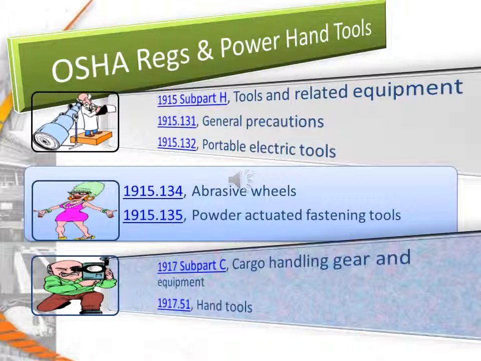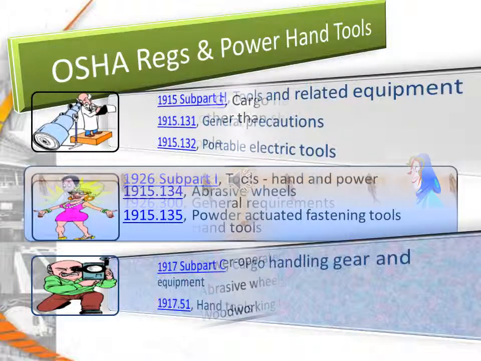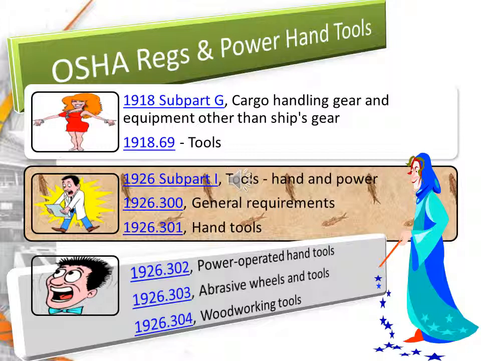1917 Subpart C covers cargo handling gear and equipment, and .51 covers hand tools. 1918 .69 covers tools. 1926 has tools, hand and power, along with .300 general requirements, .301 hand tools, .302 power actuated hand tools. Abrasive wheels is .303 and .304 is woodworking tools.